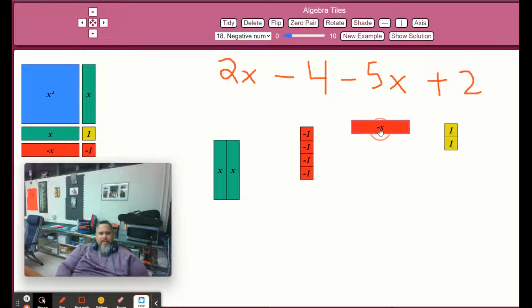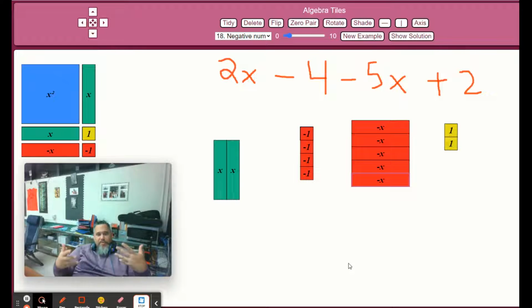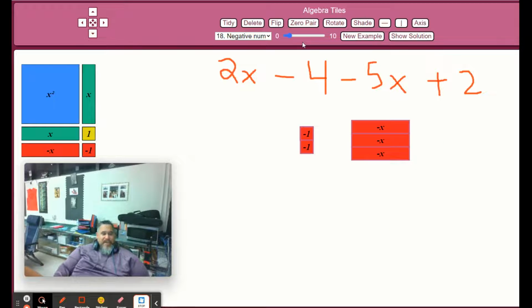Your question might be, Kalama, how do you want us to simplify? Do you want us to use the trick that you taught in the last lesson, or just solve anyway? And the answer is solve anyway. But probably the quickest way would be to look at it like this. I've got two x's. I've got -4, four negatives. I've got five negative x's, and I've got two positives. And now I'll just zero pair this whole thing. Boom, there's your answer, right?